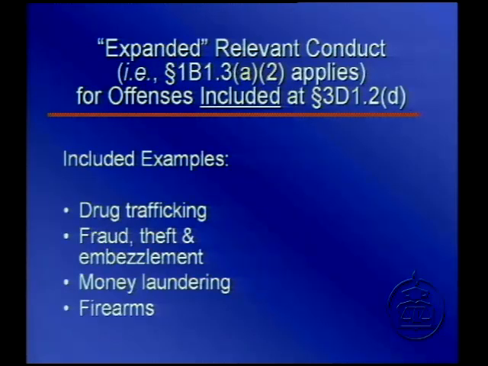Drug trafficking, fraud, theft, and embezzlement, money laundering, firearms. These are types of offenses in which things can be aggregated together. Normally, if an individual distributes drugs, you can add up the amount of drugs. If the individual has committed a fraud, you can add up the amount of loss that the individual has caused on a number of occasions.